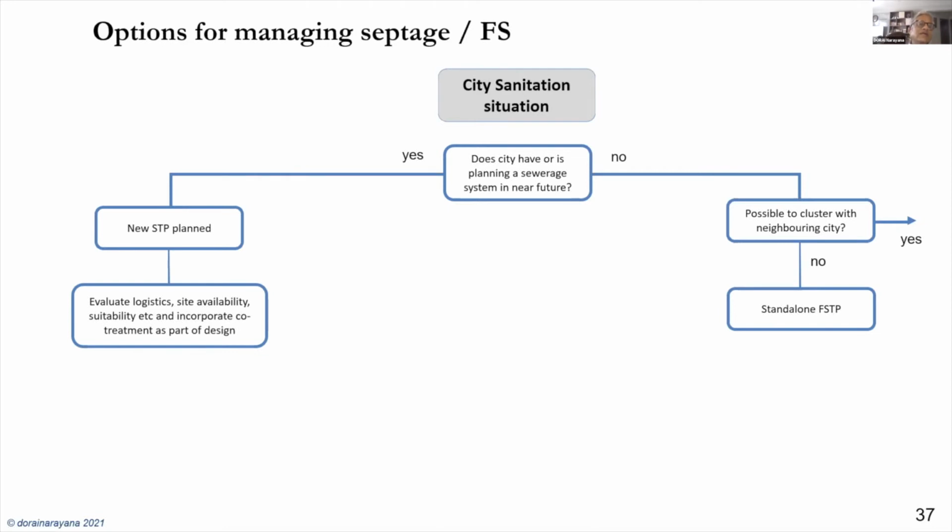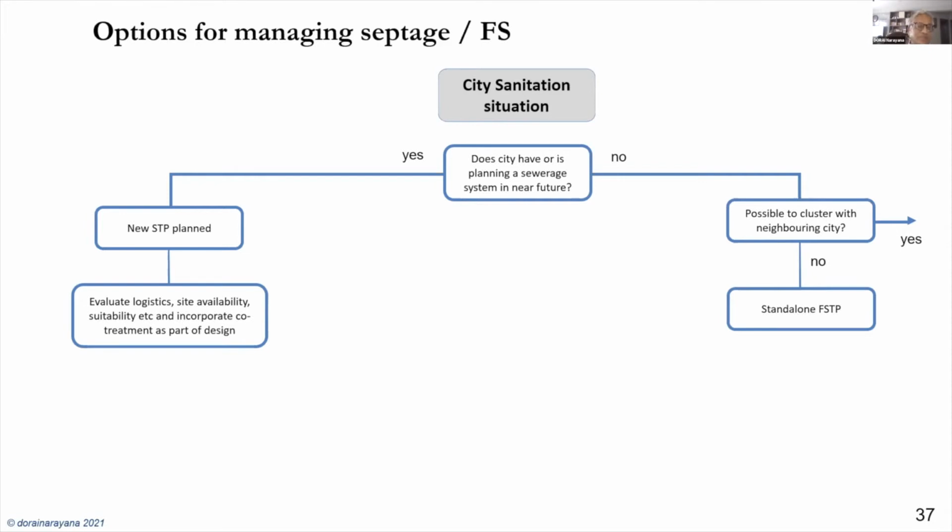Now the answer is yes. A new sewage treatment plant is being planned for the city. Now this is a good scenario in the sense that we have not built anything yet, so it's being planned, and therefore we can evaluate the logistics of using the new sewage treatment plant for the purpose of co-treatment. Look at site availability. Is there enough land within that site to accommodate whatever pre-treatment or other ancillary facilities that you are planning as part of the co-treatment scheme? Suitability of the site, maybe whether there are any residential or sensitive areas nearby which may have a problem when your tankers start moving in and out and so on. And then we can incorporate co-treatment as part of the design.